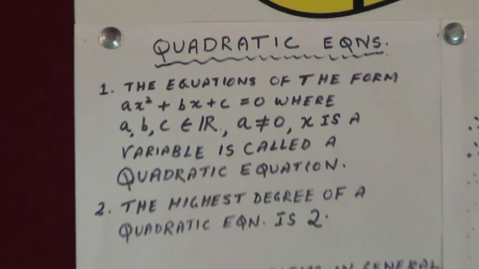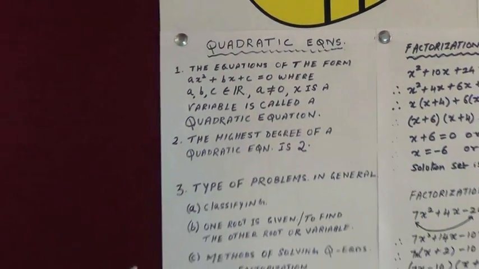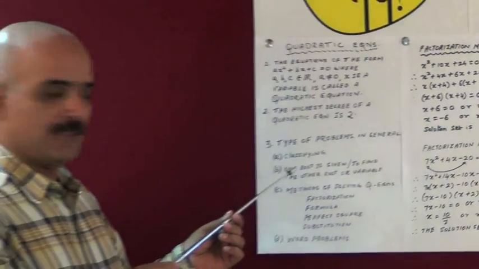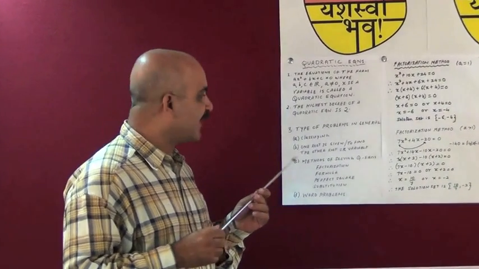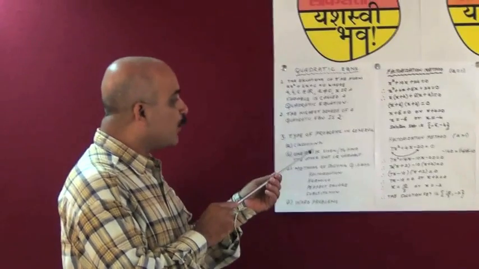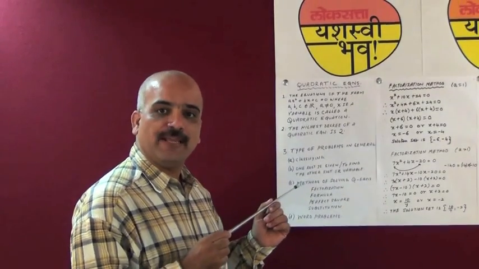So dear friends, what we saw is two types of sums, that is how to classify the quadratic equations, and secondly, if one root is given, how to find the other variable or the root.